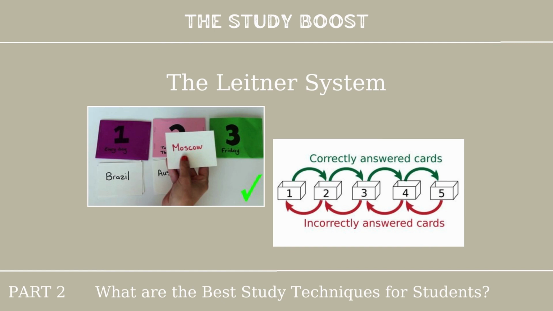The Leitner System. This is a learning method using flashcards organized into different boxes. Each flashcard starts in box 1, and if answered correctly, it moves to the next box. If answered incorrectly, it moves down a box or stays in box 1.